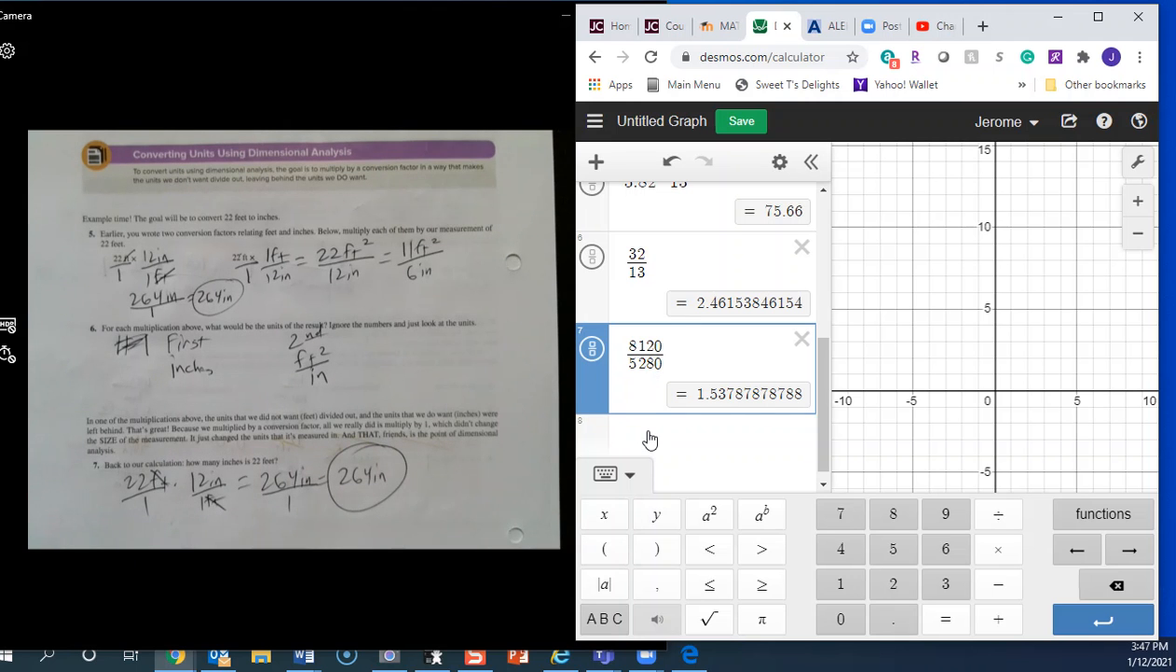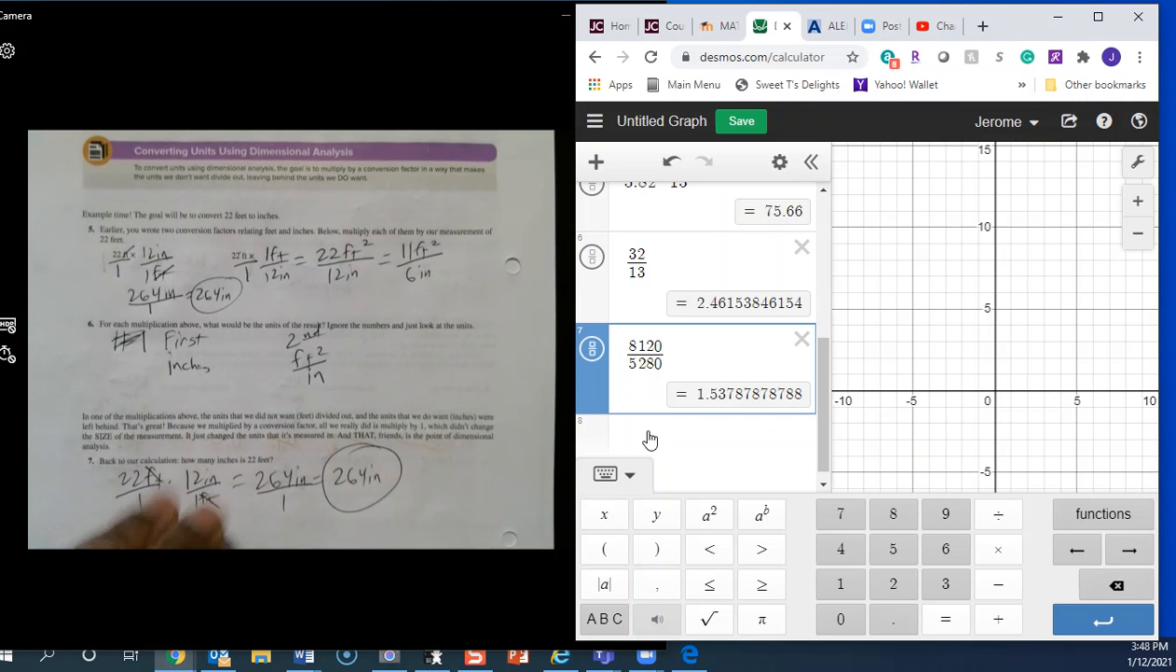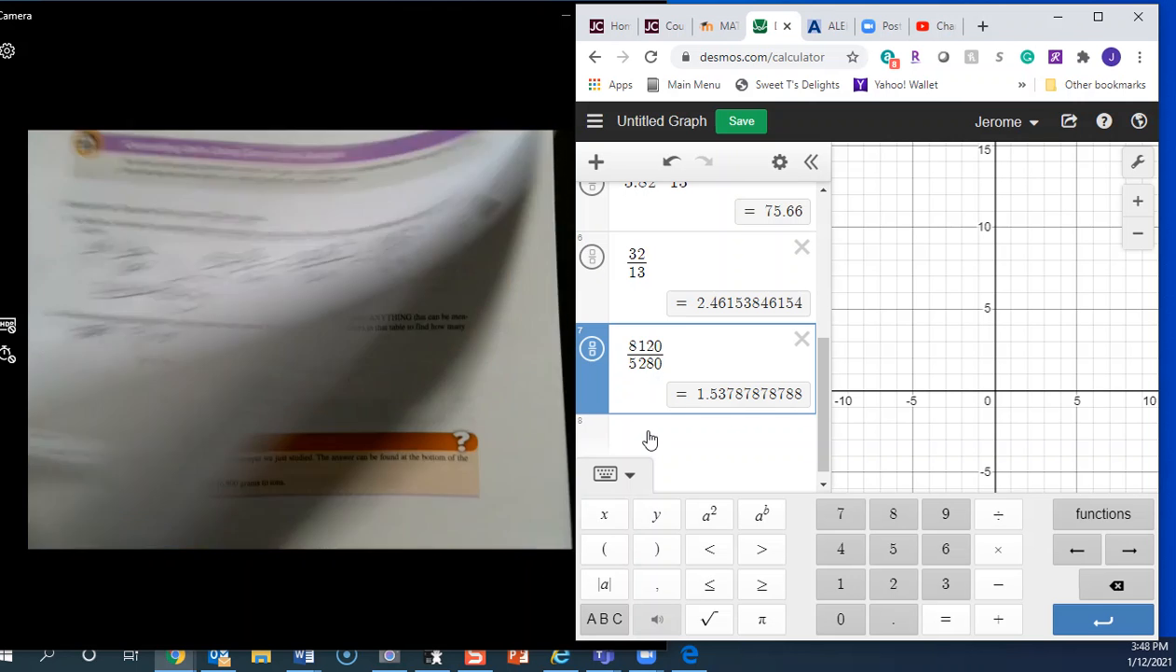Now, one thing I want to tell you as we go through this dimensional analysis is that to determine which one you're going to use, what you have to do is this. Like we wanted inches. What we started off with was feet. So that would have to be in the denominator to get rid of those units. If we would have started off with inches, inches would have been in the denominator. But we'll take another look at that in just a second.